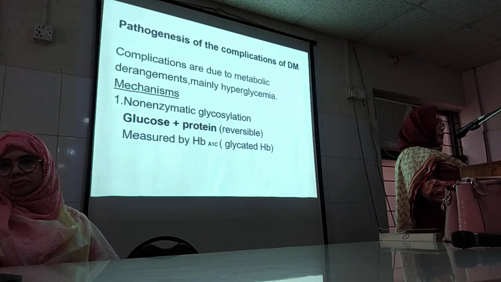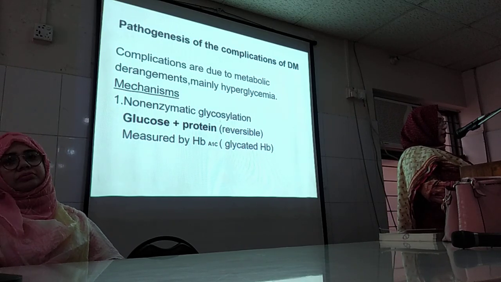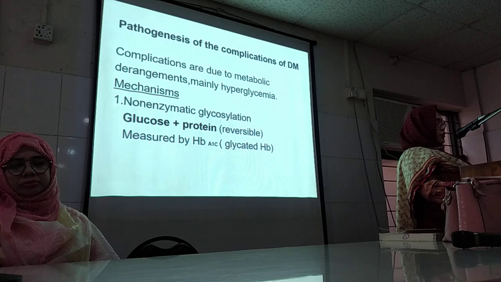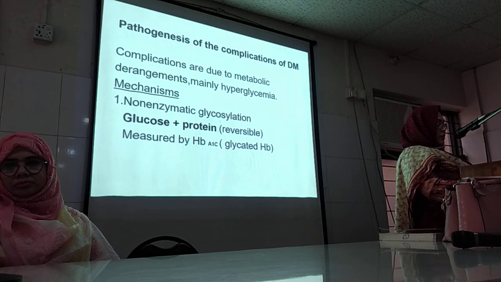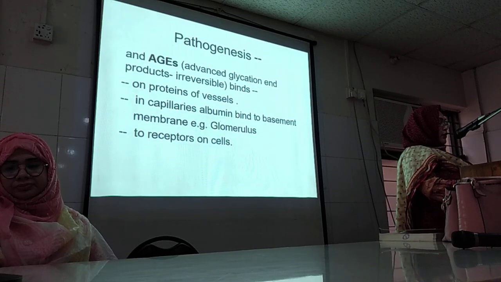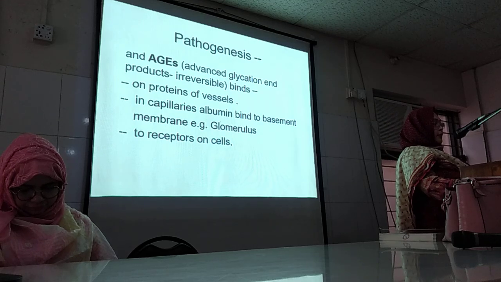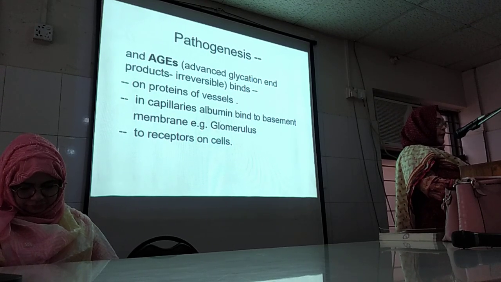Pathogenesis of the complications of diabetes mellitus. Complications are due to metabolic derangement, mainly hyperglycemia. The mechanism is non-enzymatic glycosylation, glucose plus protein. This is reversible, measured by hemoglobin A1C, glycated hemoglobin, and AGE, advanced glycation end product. This is irreversible. It binds to proteins of vessels in capillaries.